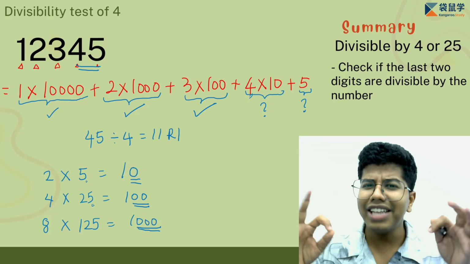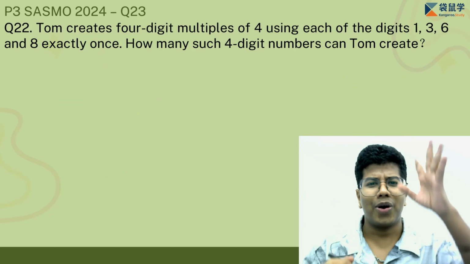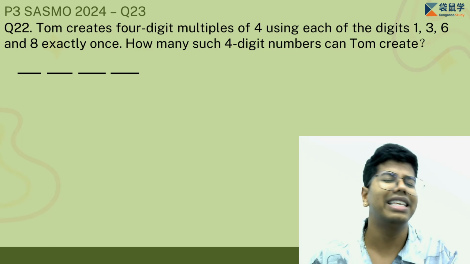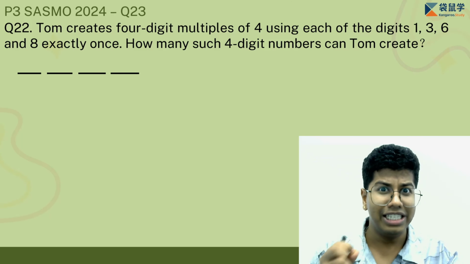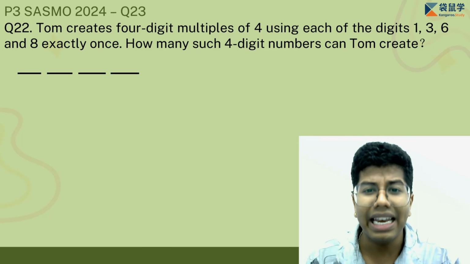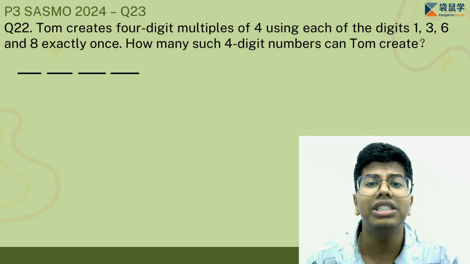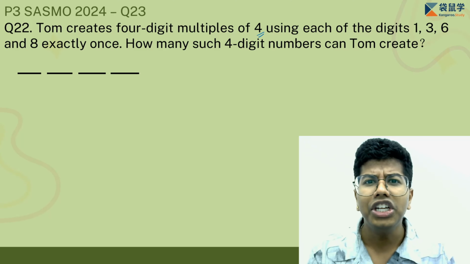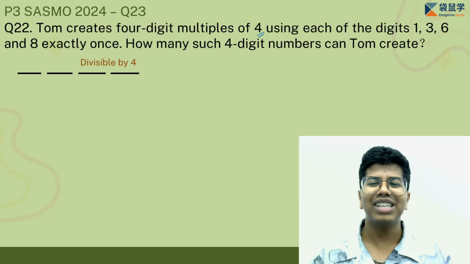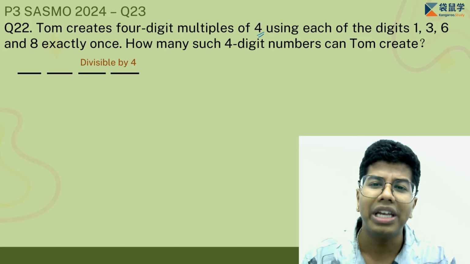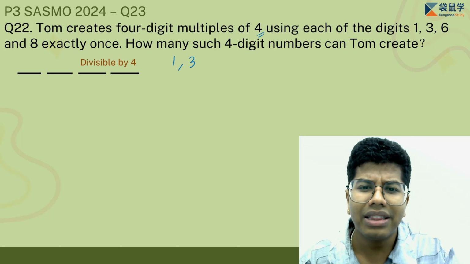Now, understanding this, let's go back to our question. Our question says he wants to create a 4-digit number. So let's say these are the 4 digits. But this 4-digit number has to be created from the digits 1, 3, 6 and 8. But as I just said, the question says it has to be a multiple of 4. Now for a multiple of 4, what was the condition? Yes, we just have to check the last 2 digits. The last 2 digits should be divisible by 4. So let's see which digits we can use. Currently we have 1, 3, 6 and 8.